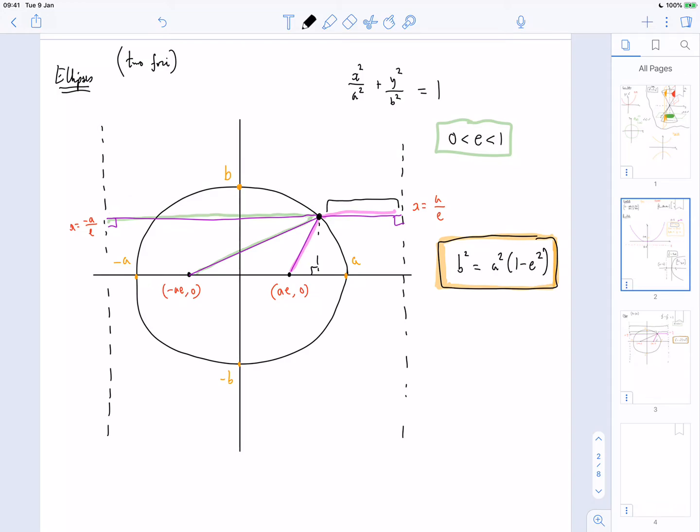However, what is a more surprising result is that as you go around the ellipse, the distance from that foci plus the distance of that foci is always a constant as well.